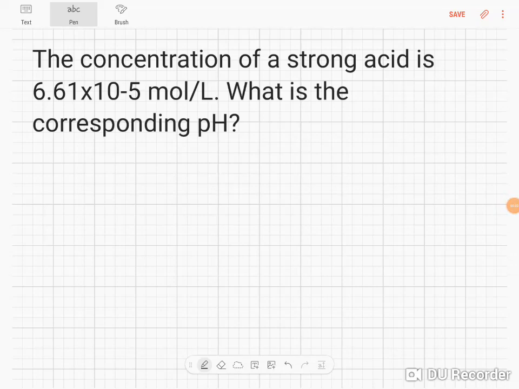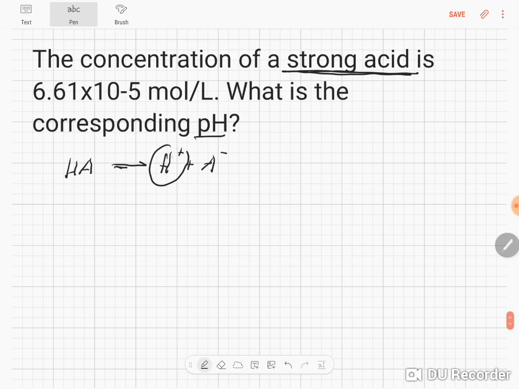In this task, we are required to calculate the pH for a strong acid. And with a strong acid, we can assume that the acid is entirely dissociated. So we have here, let's say, acid, and this totally dissociates into proton plus A minus. So this means that our proton concentration here is equal to the original concentration of the acid.